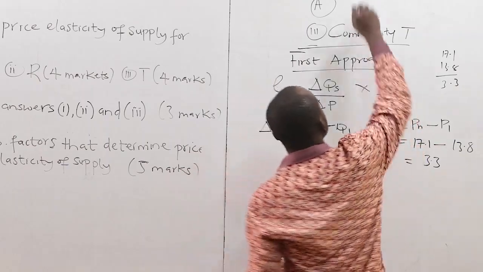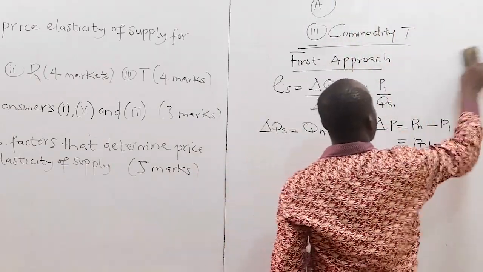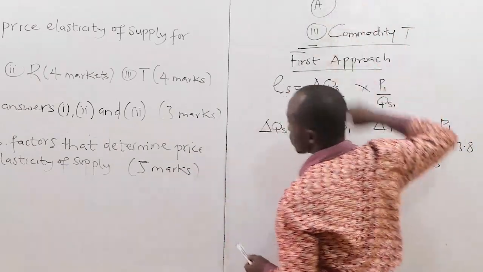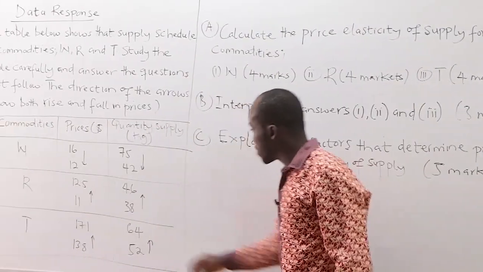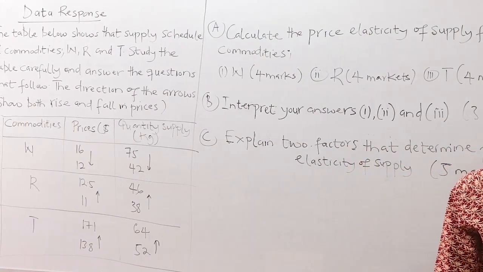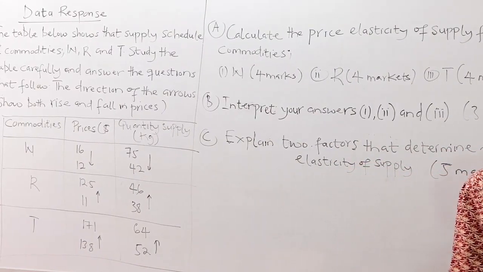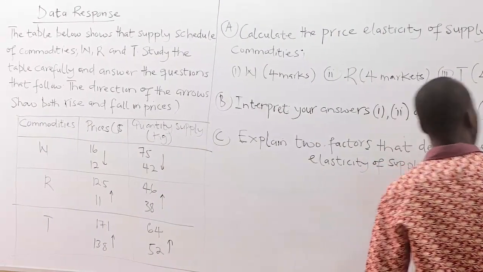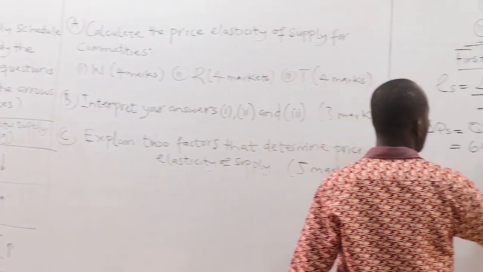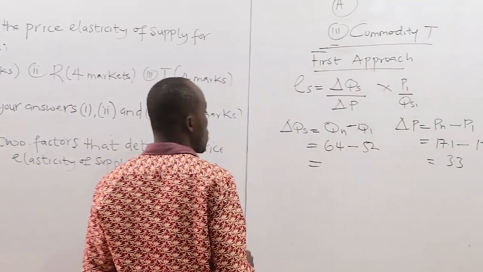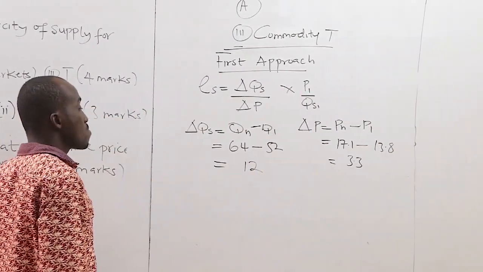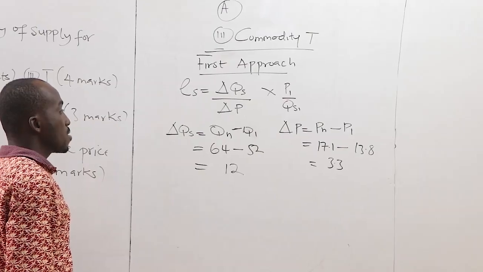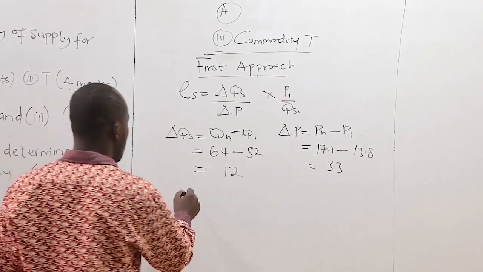Let's look at that for quantity. What's the new quantity? The new quantity is 64. The initial quantity is about 52. So if you subtract, you're going to get 12. Right? Let's put it back into the function.